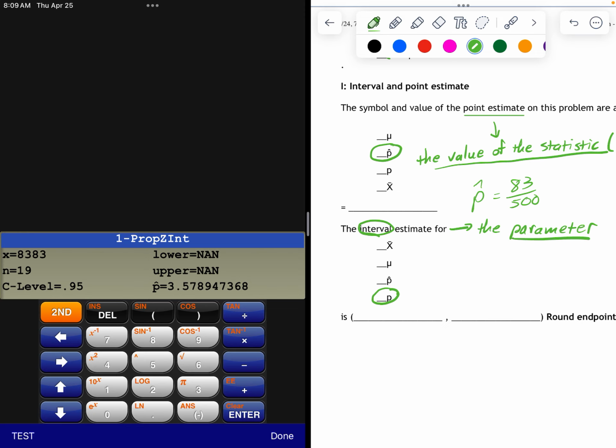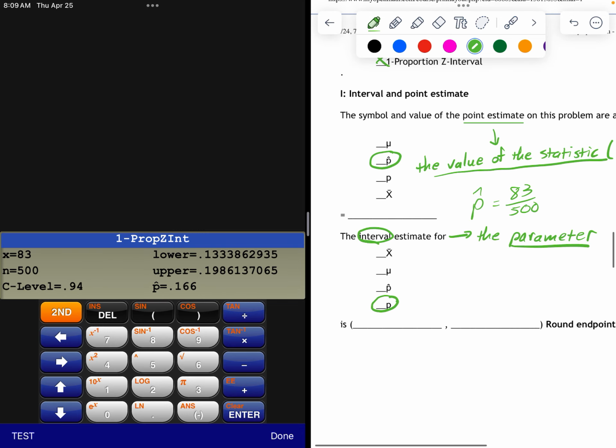Hashibudu, 83 out of 500. That's my point estimate, and I'm doing a 94%. You have to put in whatever they gave you. So my calculator right there gives me p hat. So that can help me back up here. Mine is 0.166, so 16 or 17%.